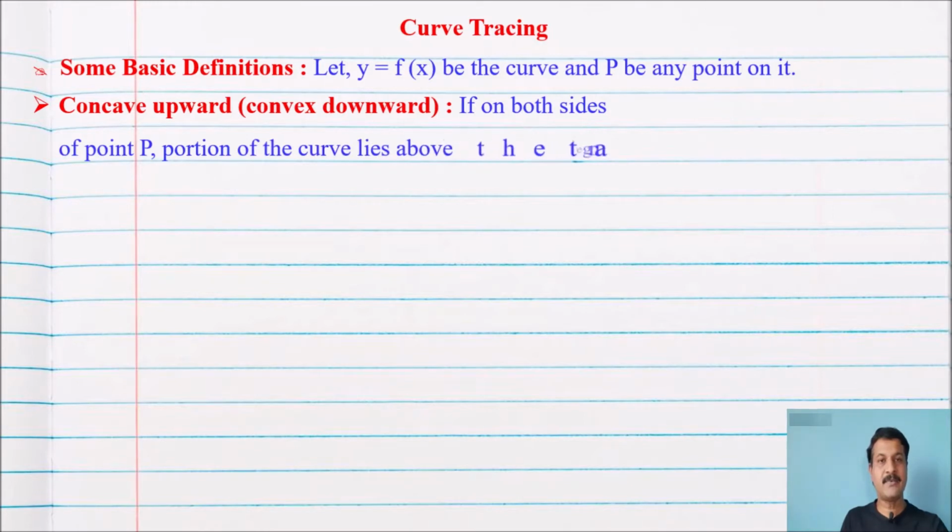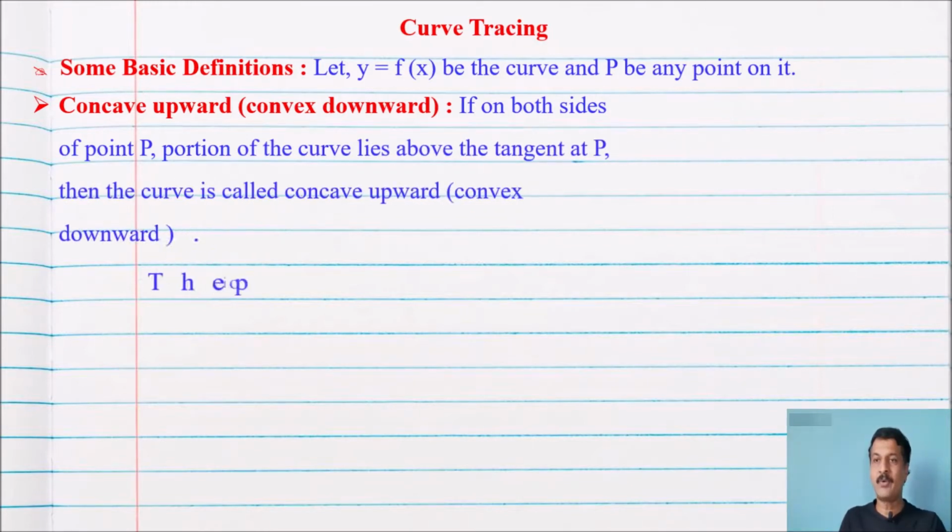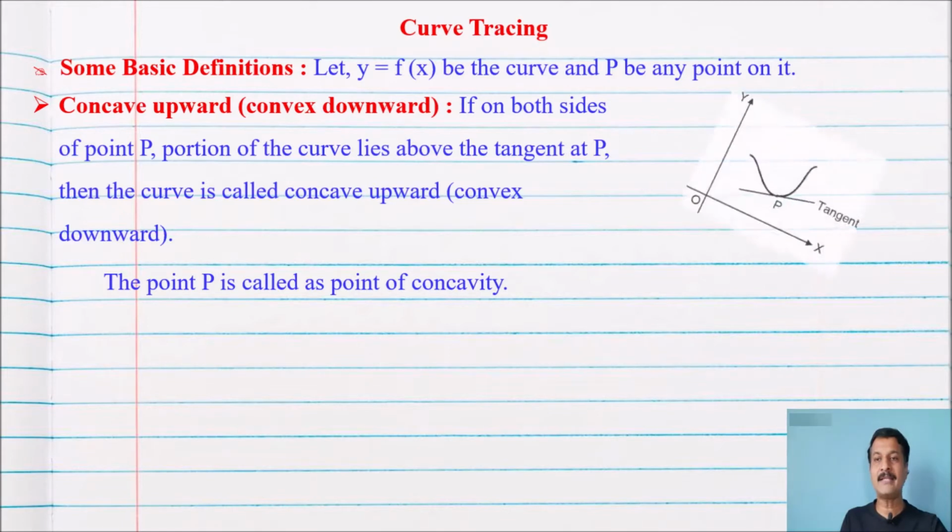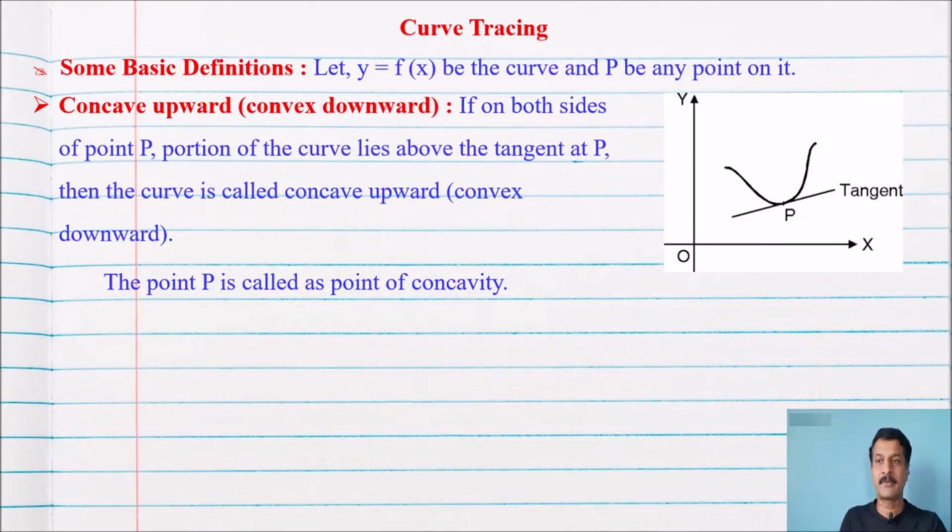First definition: concave upward means convex downward. If on both sides of point P, a portion of the curve lies above the tangent at P, then the curve is called concave upward or convex downward. You can see here in the figure that the curve is above the tangent at P. The point P is called a point of concavity.